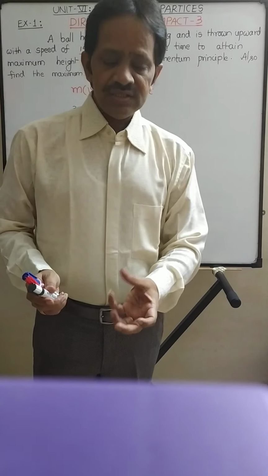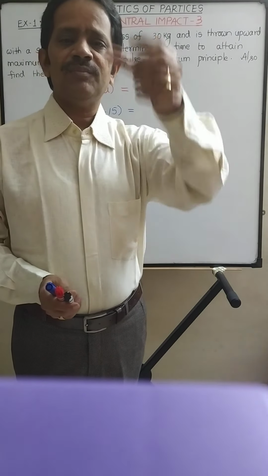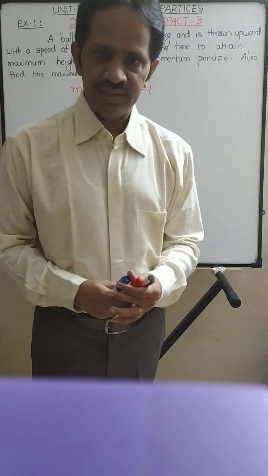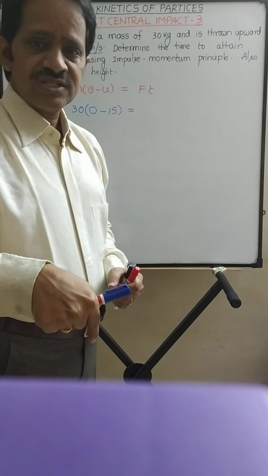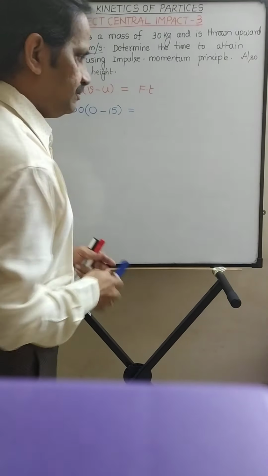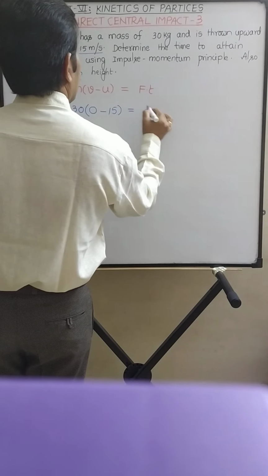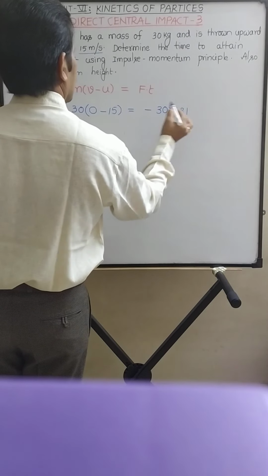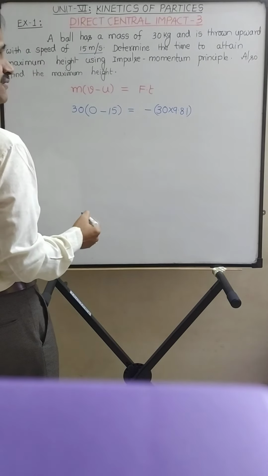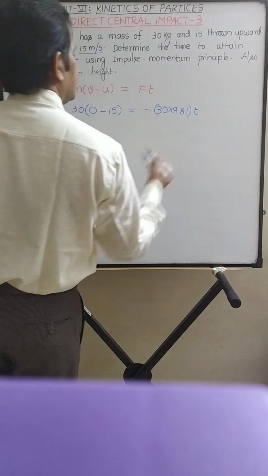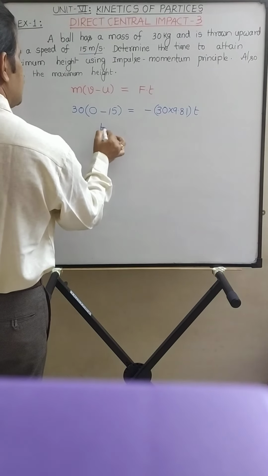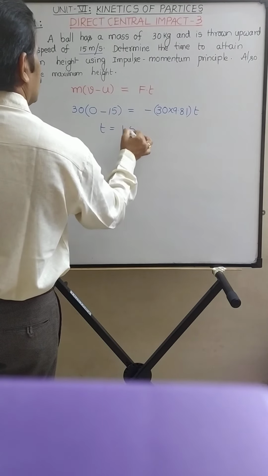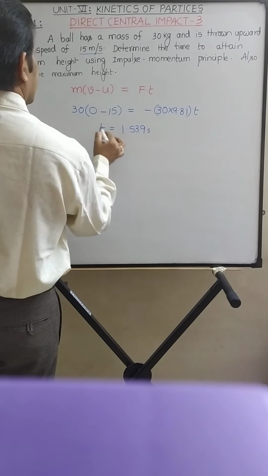So when the ball is moving upwards, what are the forces acting on the ball? Only the gravitational force, right? That is weight of the ball, which is acting vertically downwards. So we have to consider it as negative. So it is minus 30 into 9.81, that is the weight of the ball, into time t. So solving this equation, you get t as 1.539 seconds.